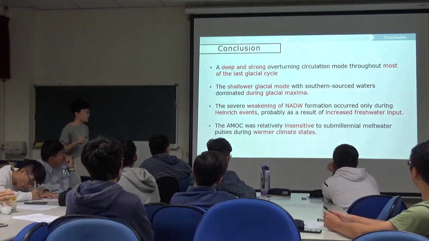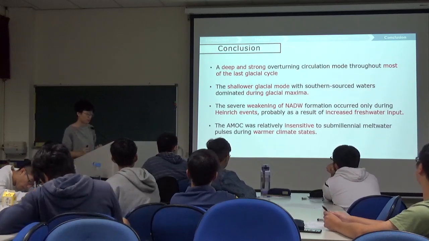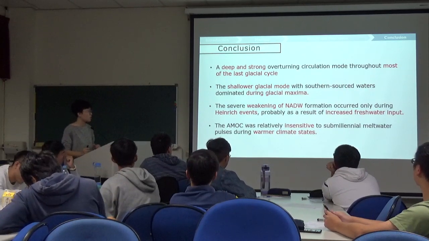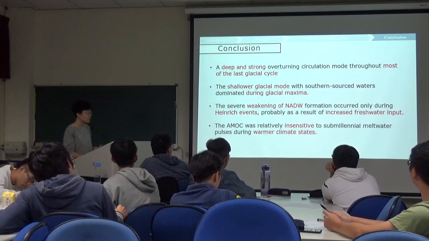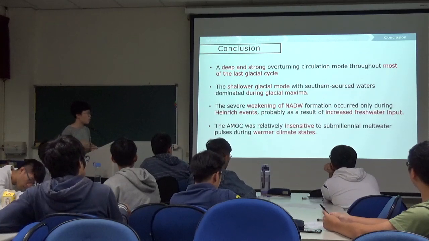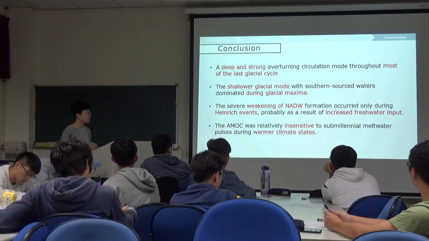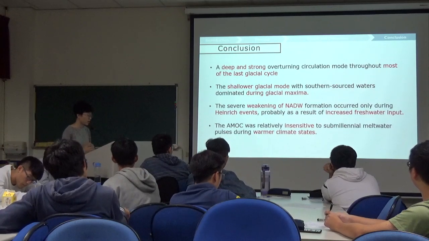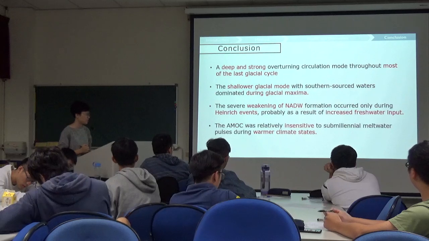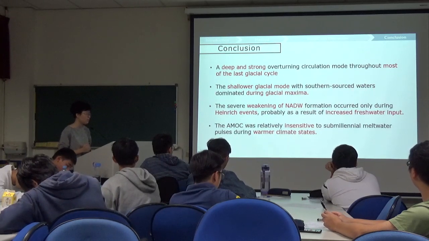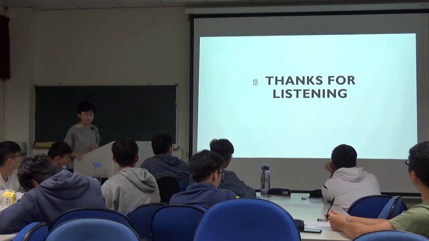Our conclusion is a deep and strong overturning circulation mode throughout most of the last glacial cycle. The shallower glacial mode is only dominant during the glacial maximum, and the severely weakened NADW only occurred during the Heinrich events, probably because of freshwater input. And the AMOC is relatively insensitive to submillennial meltwater forcing during the warm climate state. So thanks for listening.